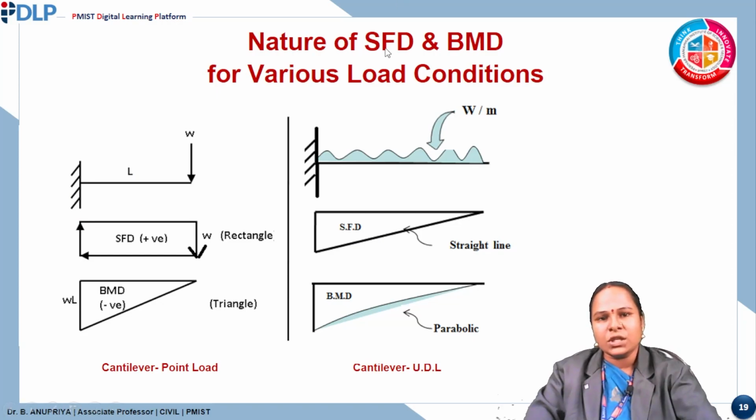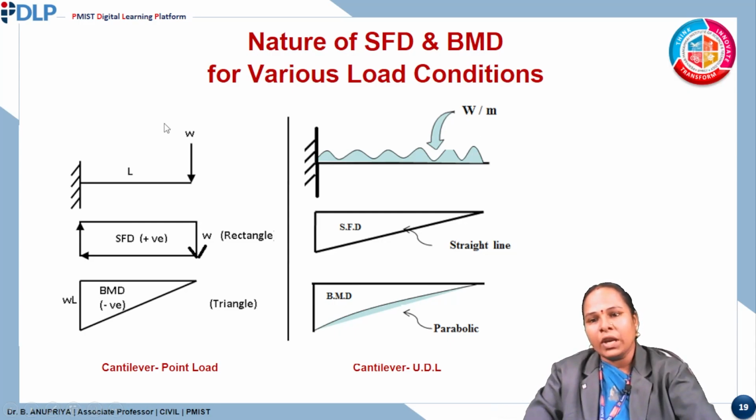This is the nature of the shear force and bending moment diagram for various load conditions. Two types of loads are there: one is called a point load, and the other is called a UDL. This picture represents the pictorial representation of shear force and bending moment. When it is a point load, the shear will be in the form of a rectangular section, and the bending moment will be in the form of a triangular section.